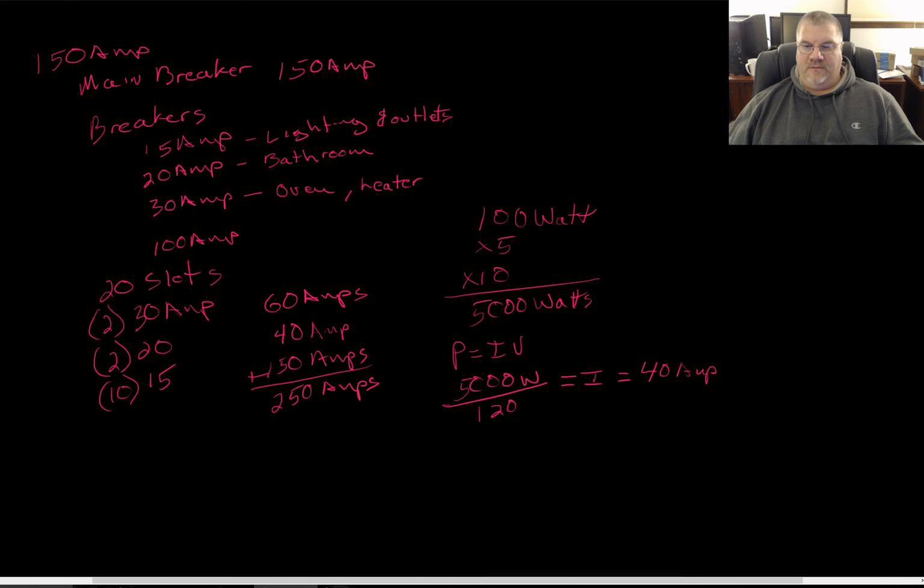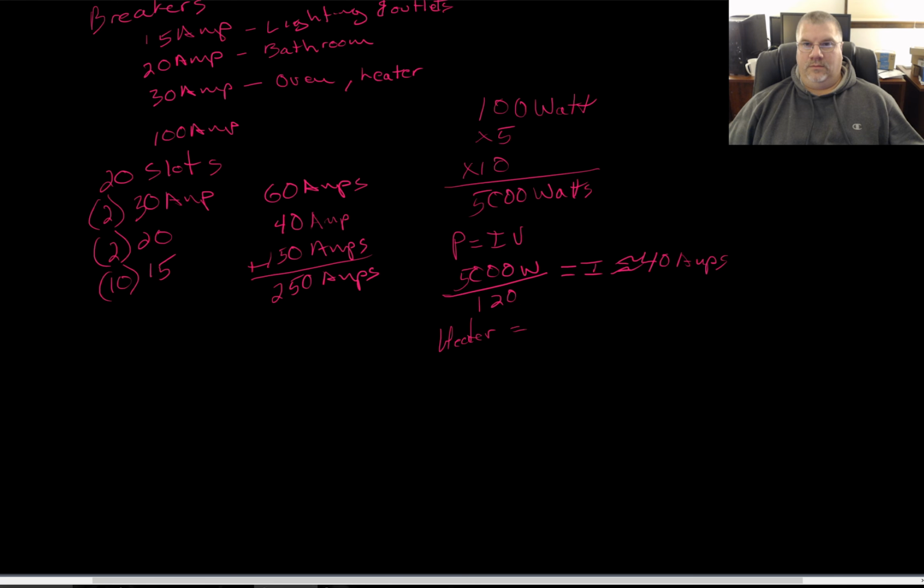So it's roughly 40 amps. It's actually a little bit more, but it's an approximate amount. So we're consuming 40 amps just in lighting. Now let's talk about heater. Let's say you have your heater on, and it's on a 30 amp breaker, but let's say that the heater is only pulling 20 amps. So now we're at 60 amps.